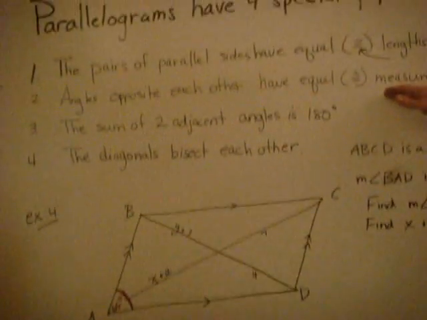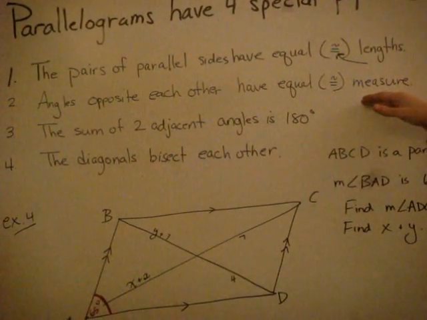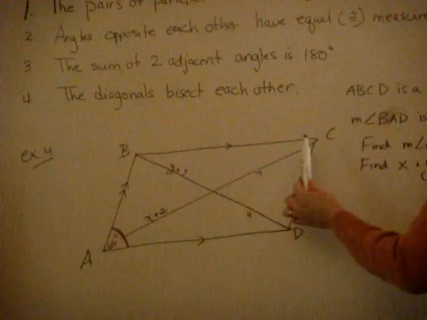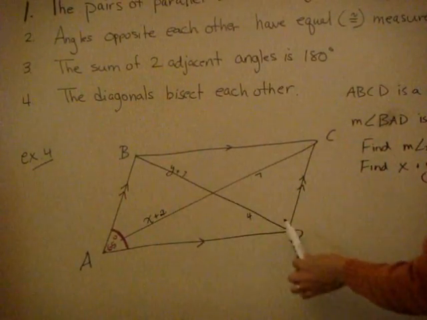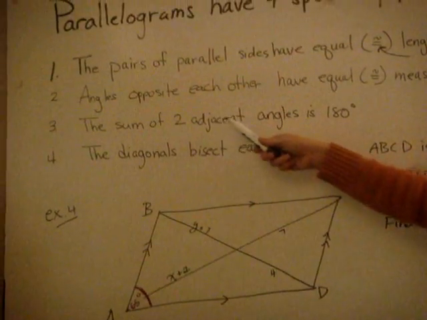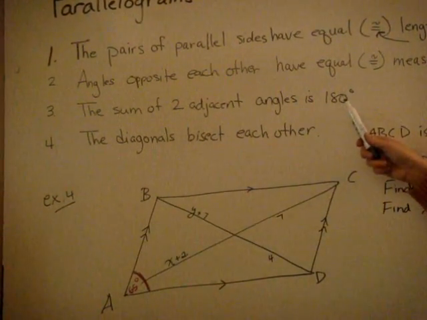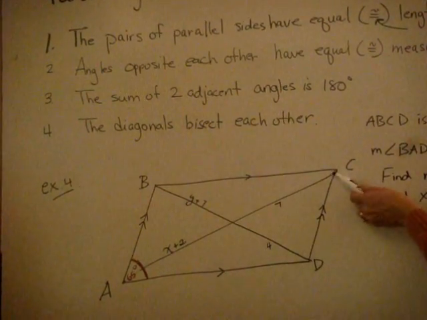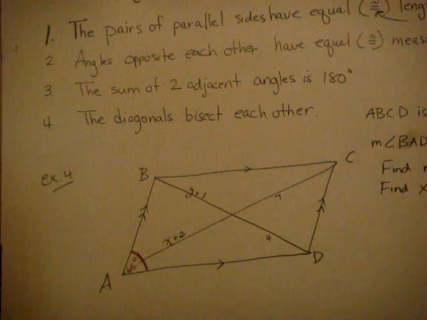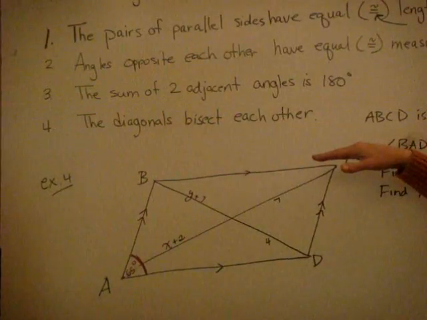The second one is angles opposite to each other have equal or congruent measure. So this angle is equal to this angle is equal to this angle, just like in a rectangle. The sum of 2 adjacent angles is 180. So adjacent would be like D and C are adjacent, B and C are adjacent, B and A are adjacent. They're right next to each other.